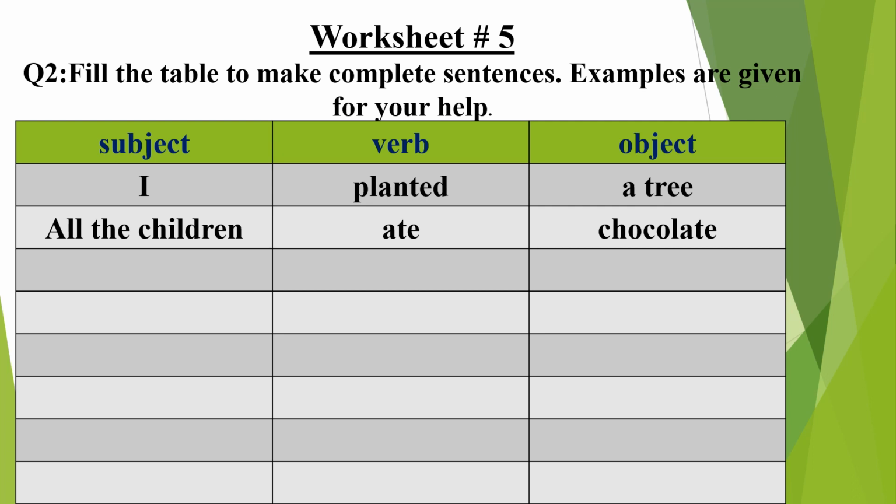So you need to follow exactly the same criteria and make 6 more sentences. But make sure you write all these sentences correctly in the subject, verb and object column.